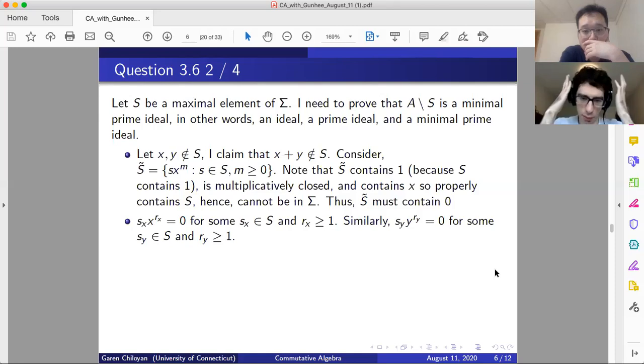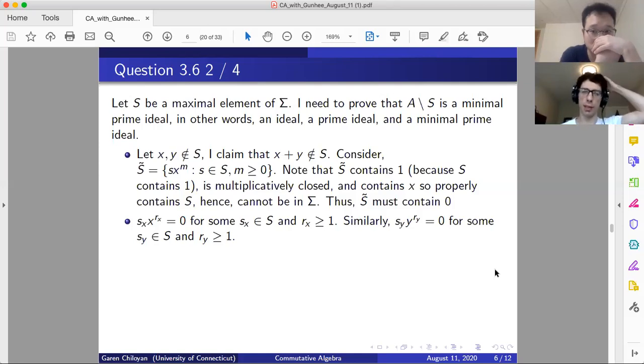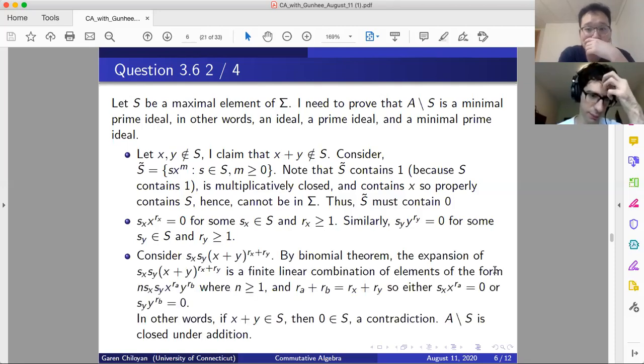Okay, so we're halfway through the problem. Let's start all over, but instead of x, let's use y. The same thing is true. Okay, how do we prove the sum of x and y is in A complement S? How do we prove x plus y is not in S?